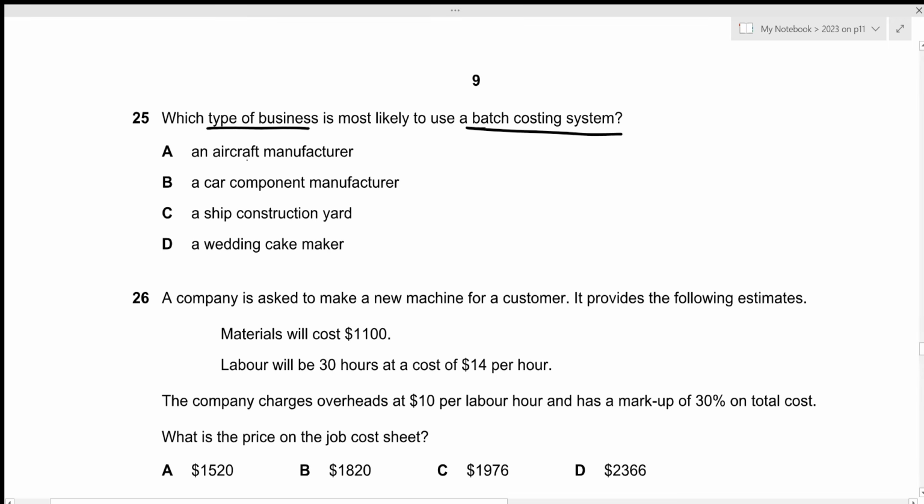The first one is an aircraft manufacturer. So remember that aircraft cannot be manufactured in a batch because each aircraft is unique. It will require some unique working. So option A is definitely incorrect.